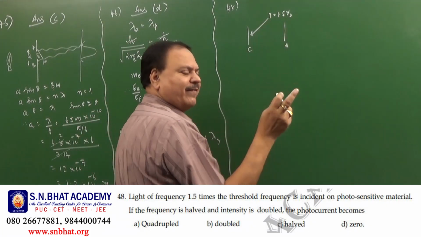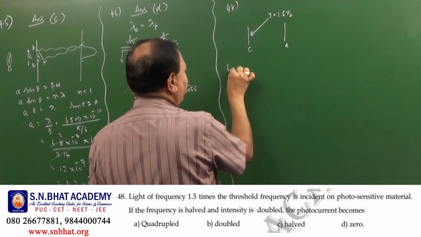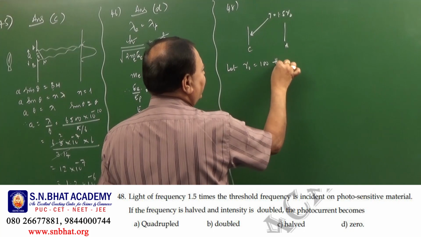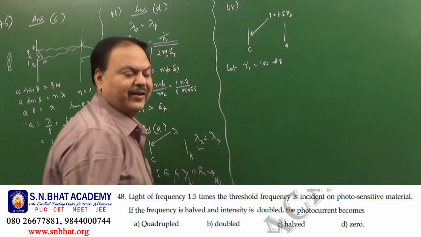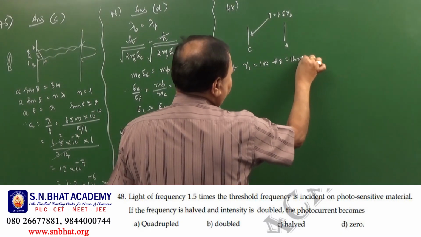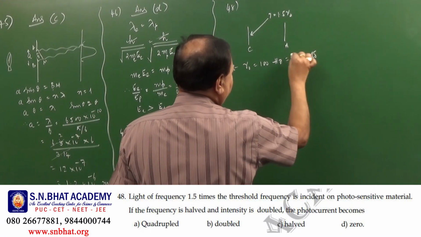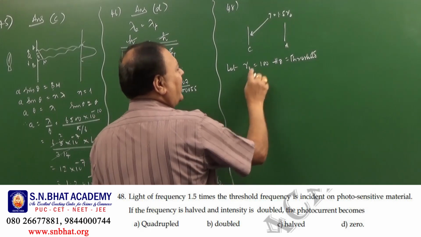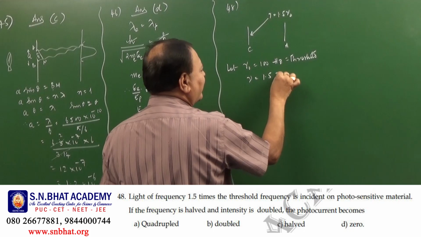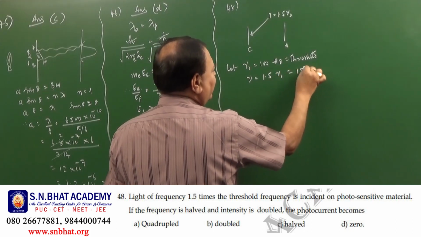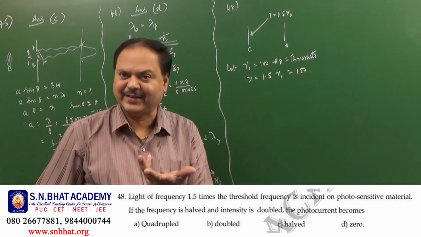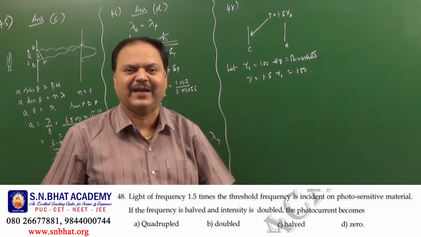Now, your incident frequency is 1.5 times the threshold frequency. Let your nu naught be equal to 100 hertz. This is called the threshold frequency, nu naught. What he has used is a frequency of 1.5 times nu naught, that is 150. You know that when it is 150, naturally what happens? The photoelectric effect definitely takes place.